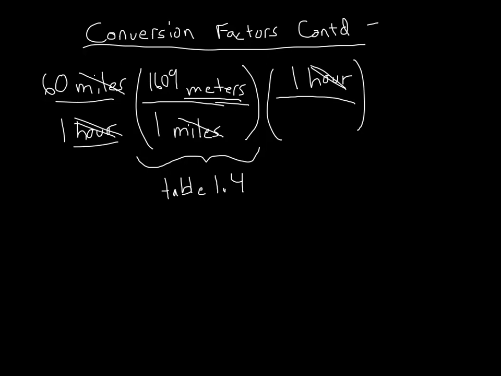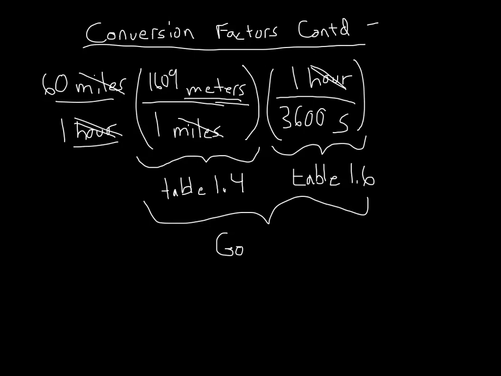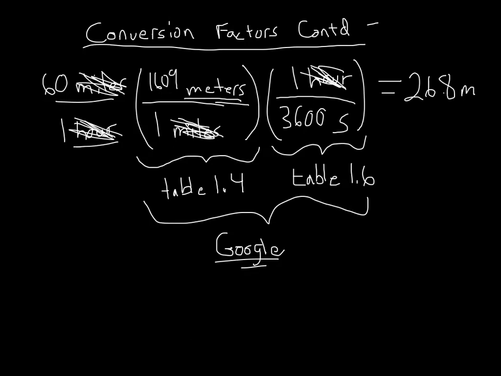And I want to get it into seconds, so I need to know how many seconds are in 1 hour. That's going to be 3,600 seconds. I can either memorize that, or I can use table 1.6 in your book. Alternatively, you could also use the grand and powerful Google to give you these same conversion factors. So I'm going to multiply all these things together. My hours are going to cancel with my hours, my miles are going to cancel with my miles. I do this multiplication out, and I get 26.8 meters per second. So 60 miles per hour is equal to 26.8 meters per second.